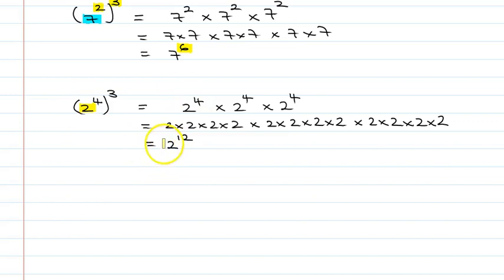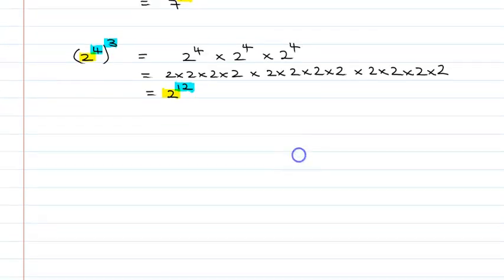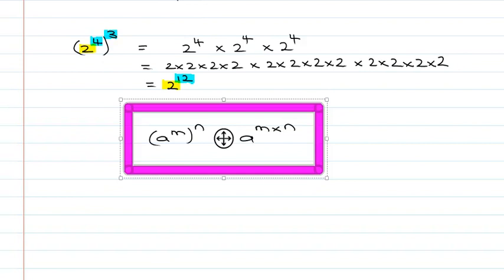Now, let's look. The base had to be 2 for it to work. And we were raising by a couple of powers, to the power 4 and to the power 3. Can we see a link between 4 and 3 and the answer 12? All right, what I'm going to do is, hopefully you've spotted that you can multiply the indices together. So I'm going to write this rule down. This is called raising a power, and this is the fourth law of indices. And there it is in the purple box.